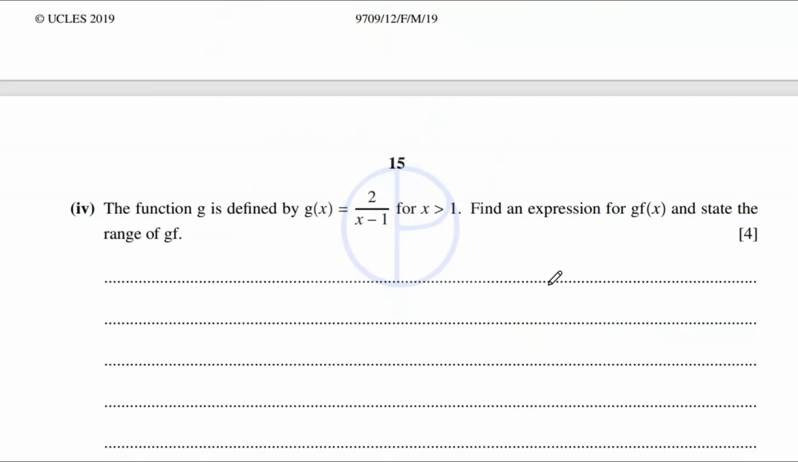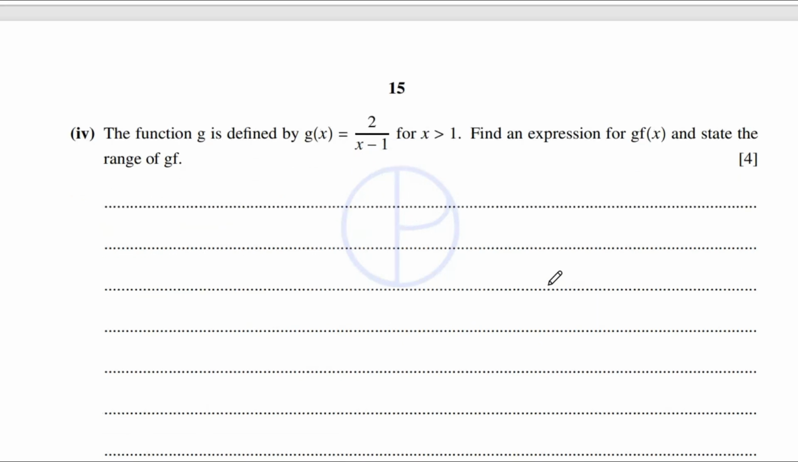The next question is, the function g is defined by g of x equal to 2 over x minus 1 for x greater than 1. Find an expression for gf of x and state the range of gf. Okay, so the function g of x is 2 over x minus 1 for x greater than 1.